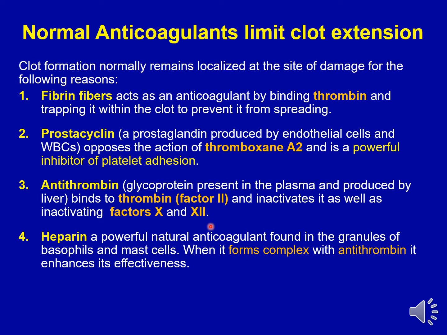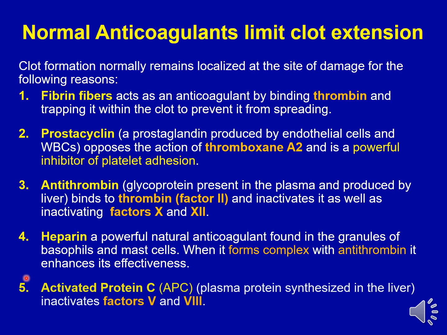Heparin is a powerful natural anticoagulant found in the granules of mast cells and basophils. It activates antithrombin and increases its effectiveness. Activated protein C, a plasma protein synthesized in the liver, inactivates factor 5 and factor 8.